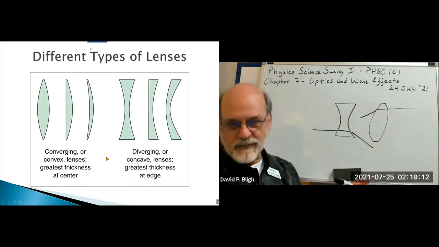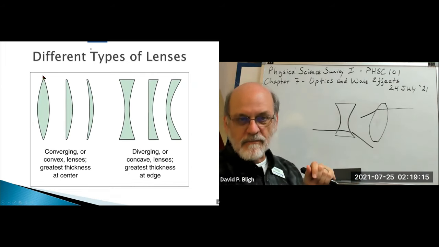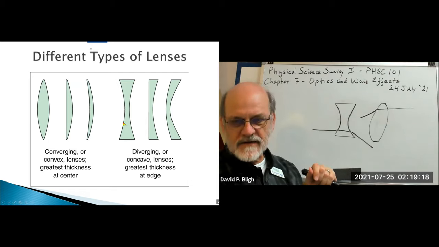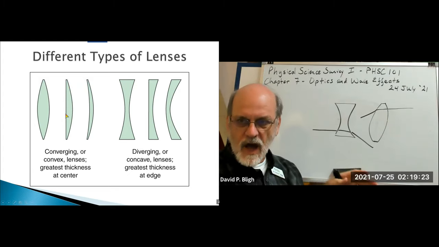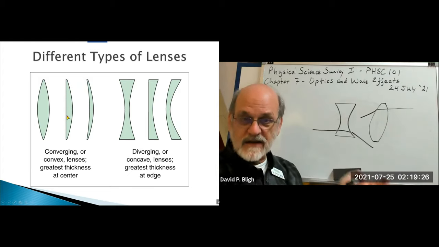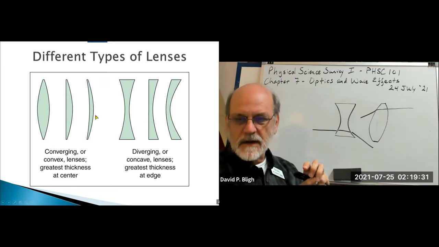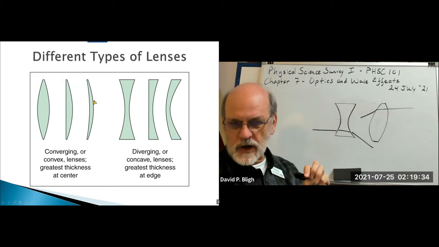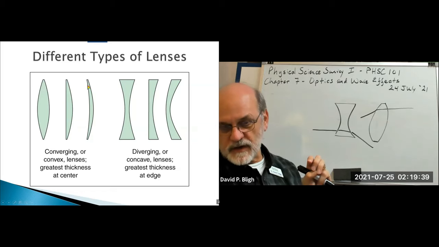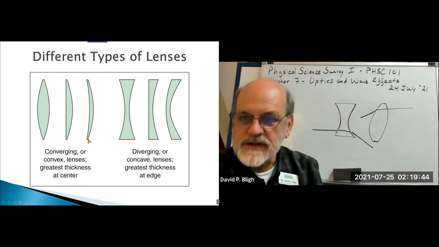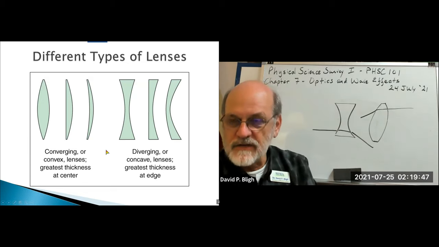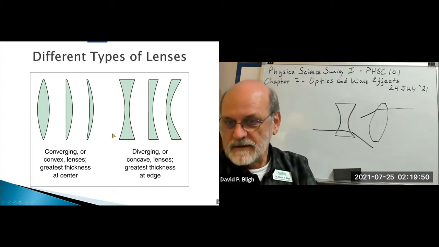Okay, here are some examples. This is a biconvex lens. This is a biconcave lens. And then this is a plano convex lens, plane on one side, convex on the other. And this is a compound convex lens. You have a different curvature on that side than you do on this side. Because this one is curved inward on that side and outward on this side, it has characteristics of both the converging and the diverging lens combined in one, as does this one.